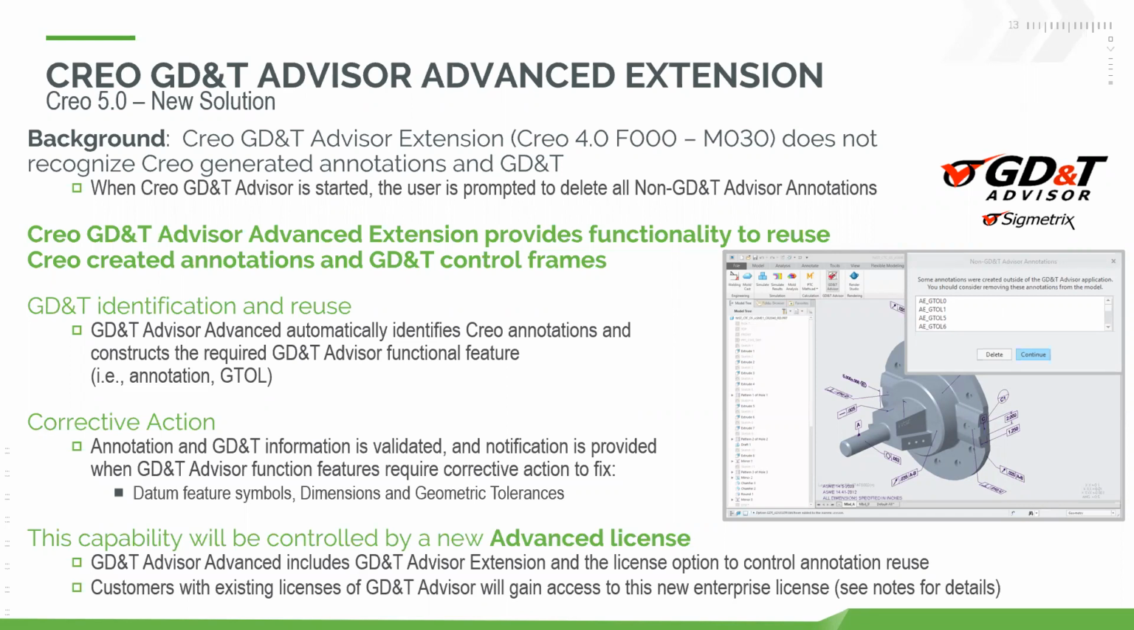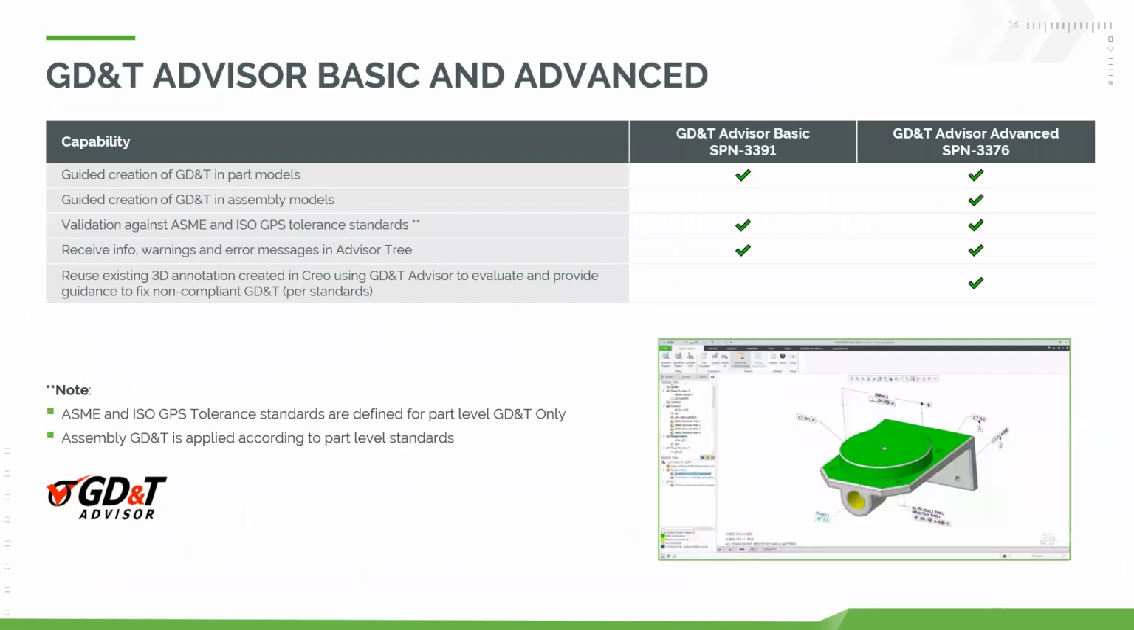And if you do have any issues, it will, in the same way, give you the corrective actions to go through and fix any of those incorrect annotations. So whether it be datum feature symbols, dimensions, or tolerances, it works with any of those. This is a function of our advanced license around the GD&T Advisor. That's one of the main functions that you're going to have there. The other big differentiator with the advanced option of the GD&T Advisor is the fact that it's able to work on assembly models as well. So with your standard GD&T Advisor, it's going to be able to do all that type of work on part models. But if you need to work around assembly models, or you want to reuse any existing 3D annotations, that would be when you would want to work with the GD&T Advanced option.